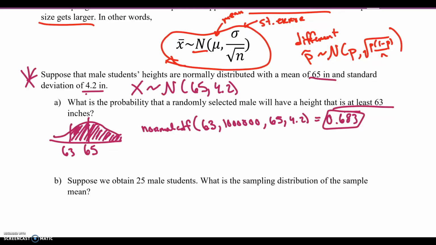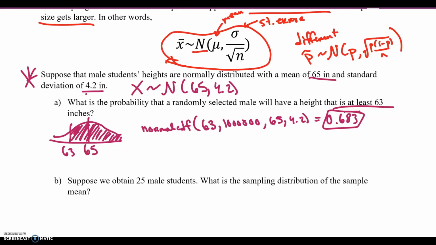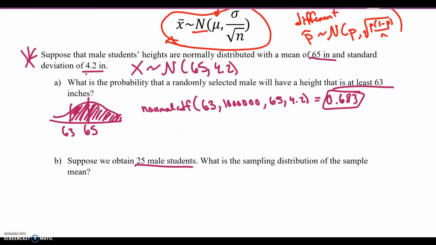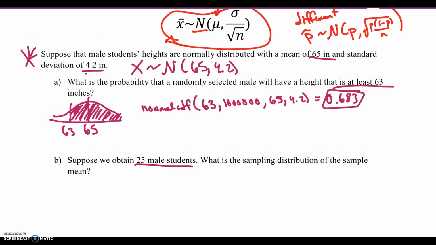That was nothing different than what we've done before. It's just using a regular normal CDF. Now let's say I have 25 male students, so I choose 25 students. What is the sampling distribution of the sample mean? Let's say I wanted to figure out the mean height of these 25 male students.